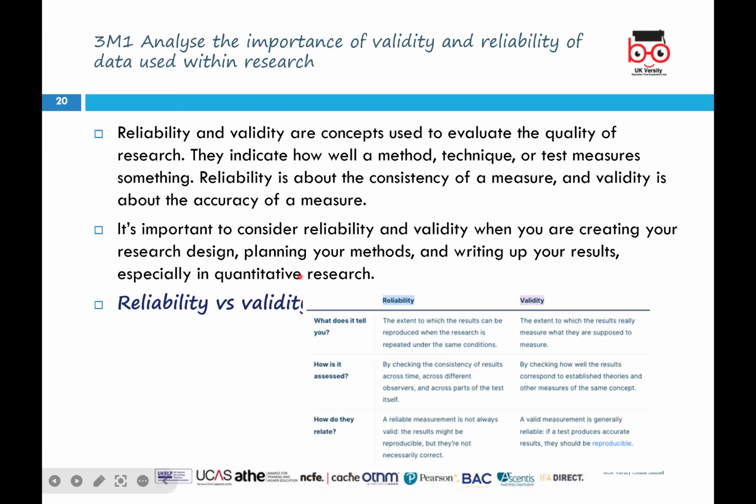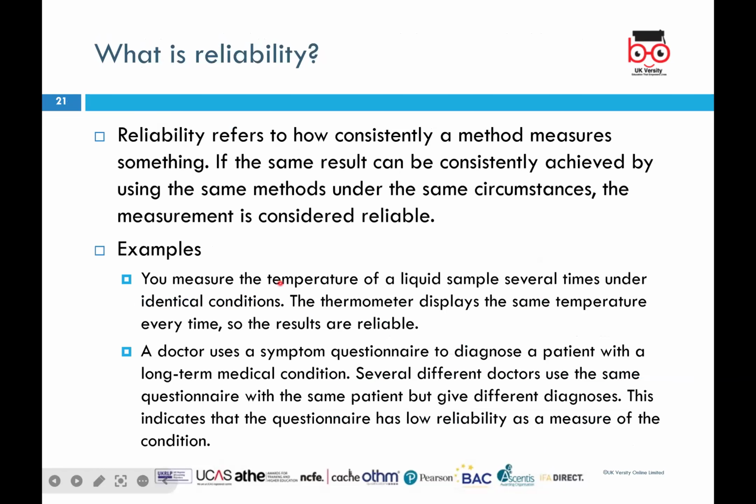So reliability refers to how consistently a method measures something. If you get the same result, it can be consistently achieved by using the same methods under the same conditions, the measurement is considered reliable. So sometimes you measure temperature of a liquid sample several times under ideal conditions. The thermometer displays the same temperature every time, so the results are considered as reliable.